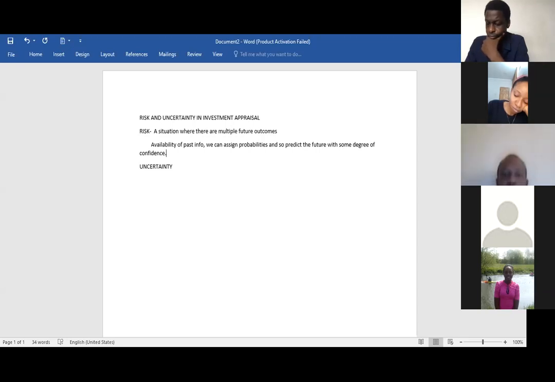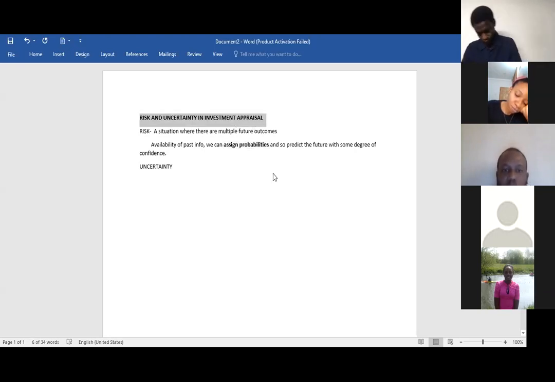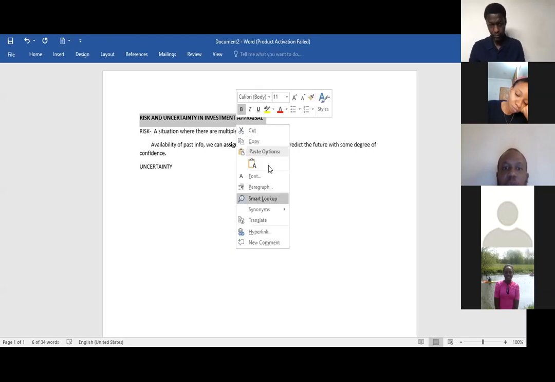So the important thing here is assigning probabilities. We're able to assign probabilities in a risky situation.